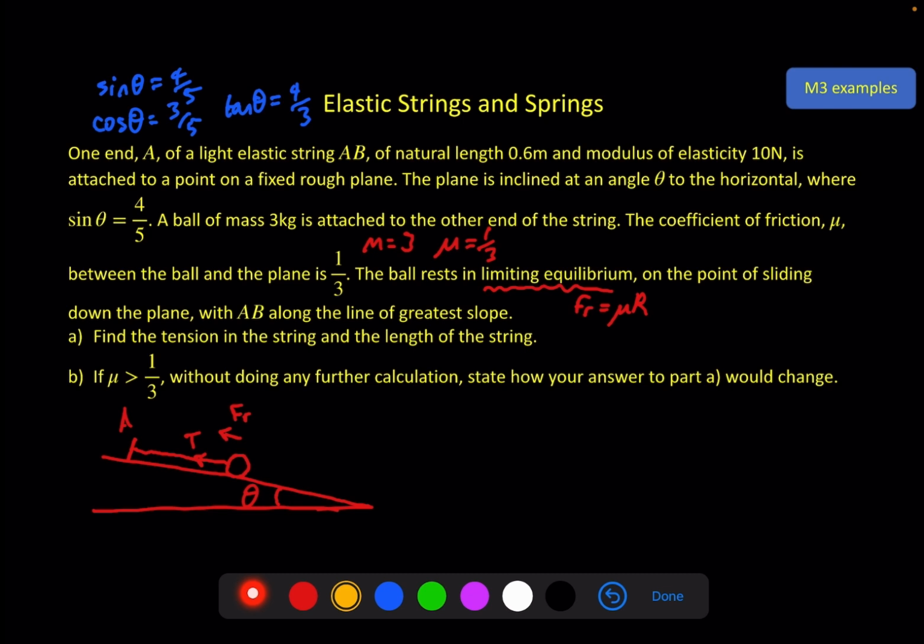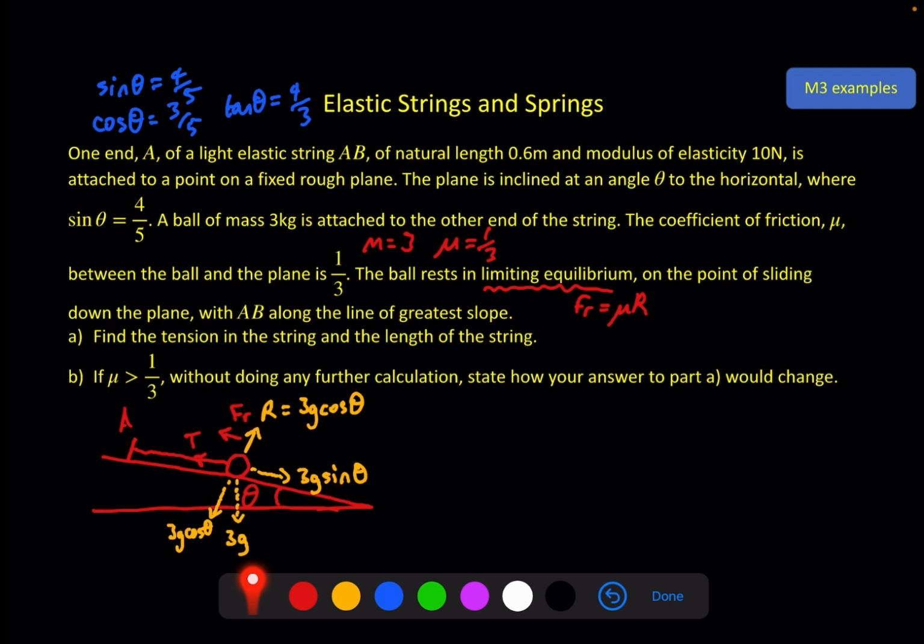We know the friction is equal to mu times R, so I need to know R here, and that is equal to the component of the weight. The weight is 3g. Component of the weight here is 3g cos theta, so R is equal to 3g cos theta because it's in equilibrium. The component down the plane, 3g sine theta. Now we can find friction by using mu times R, where we know R from resolving this way, and we can resolve this way down the plane to give a connection between friction, tension, and this component of the weight.